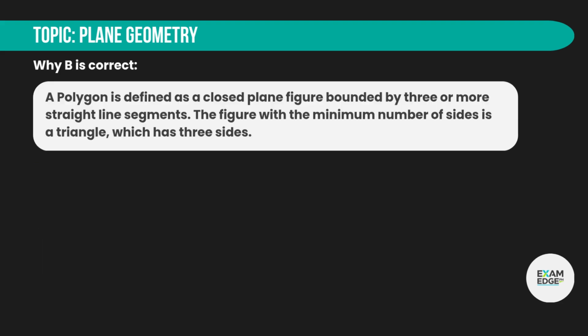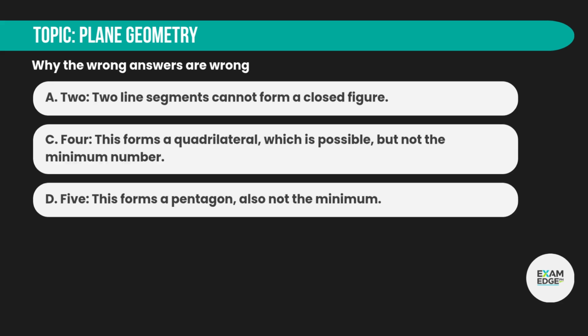A polygon is defined as a closed plane figure bounded by 3 or more straight line segments. The figure with the minimum number of sides is a triangle, which has 3 sides. Why the wrong answers are wrong. A. 2. 2 line segments cannot form a closed figure. C. 4. This forms a quadrilateral, which is possible, but not the minimum number. D. 5. This forms a pentagon, also not the minimum.